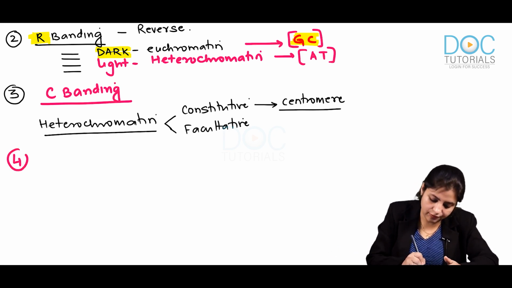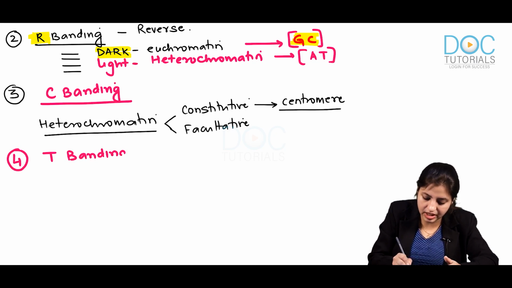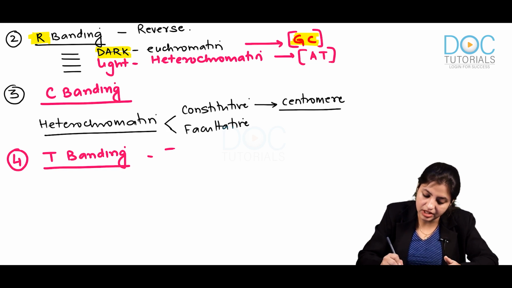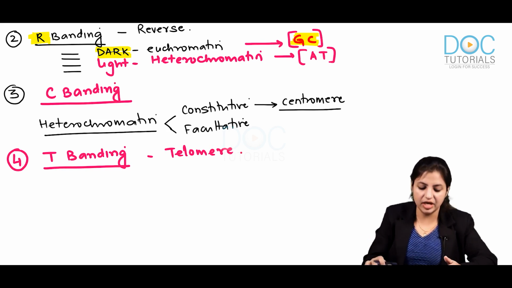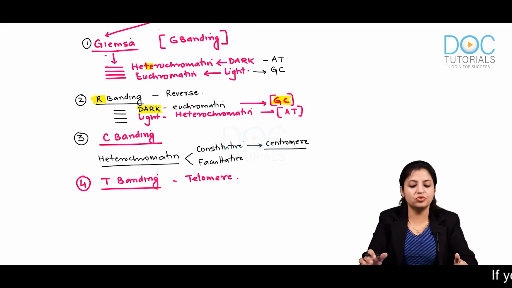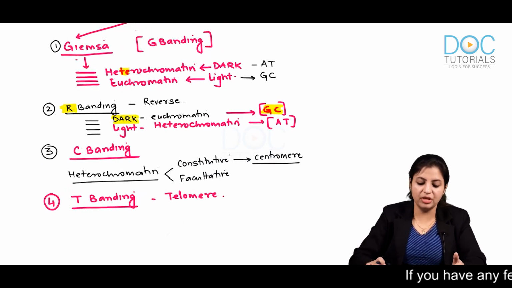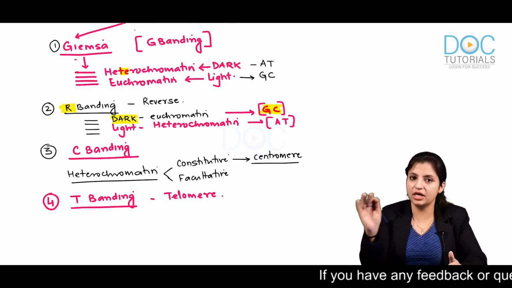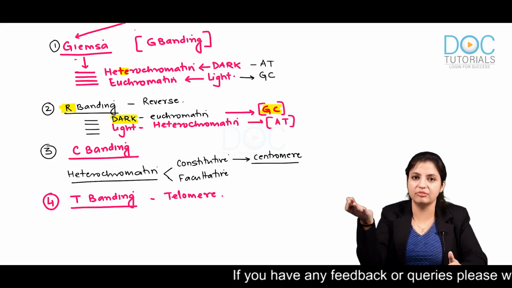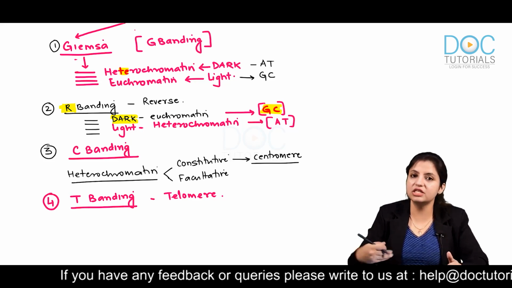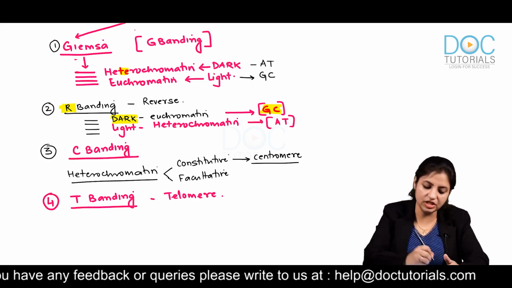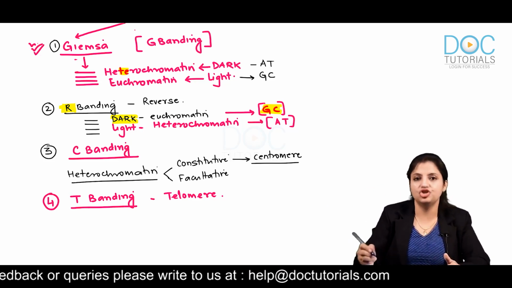Now coming to the fourth type of banding, here we bind telomeres. That is what is called T banding. So how many types of banding have you studied till now? Four major types: Giemsa dye, G banding; opposite of it, reverse banding; T banding, telomere banding; and C banding, centromeric banding. These are the common types of banding, and out of these the most common banding that we use is Giemsa banding.